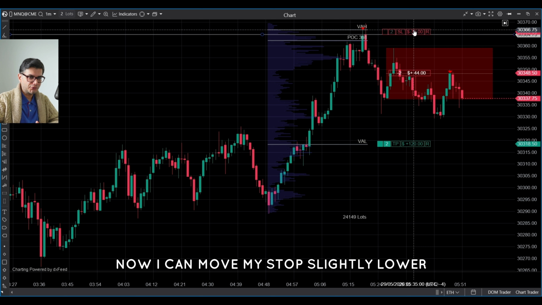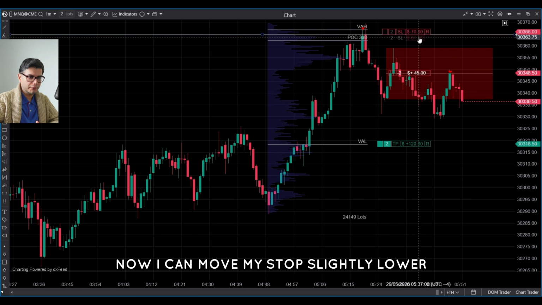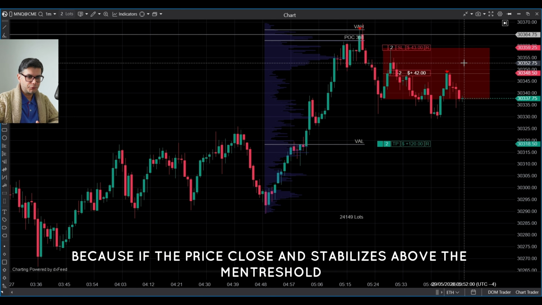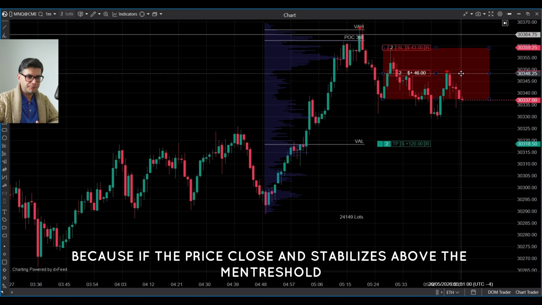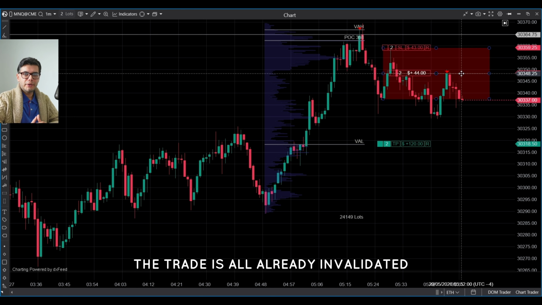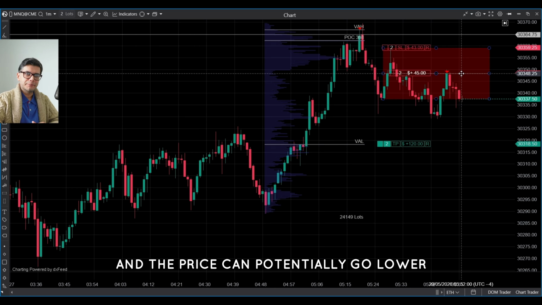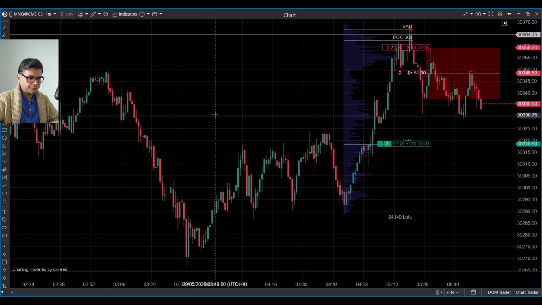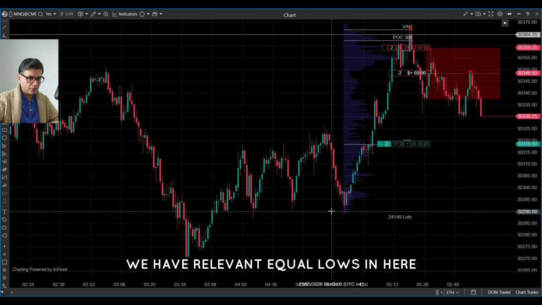Now I can move my stop slightly lower, leave it at the high of this candle, because if the price closes and stabilizes above the mean threshold, the trade is already invalidated and the price can potentially go lower. For more options for profit taking, I would like to see the lows. We have relevant equal lows in here.